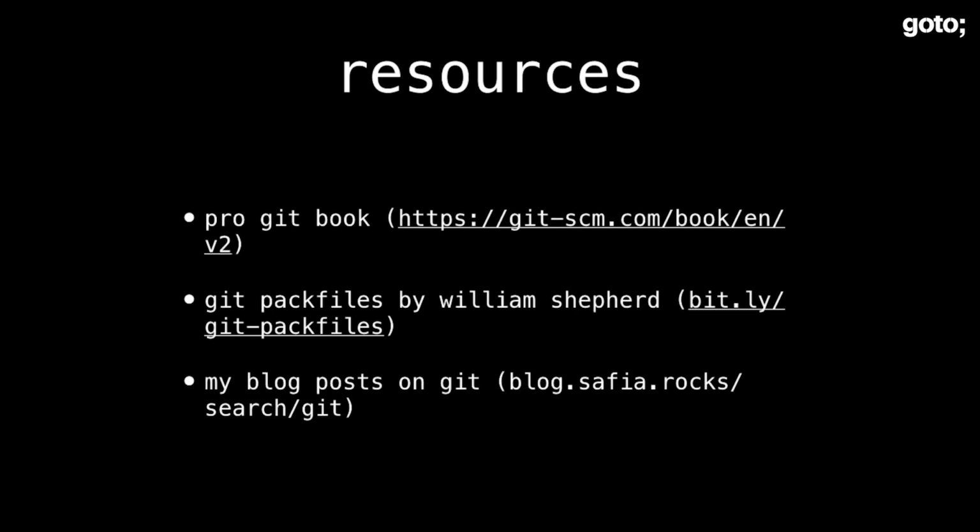If this talk has got you fired up, there's plenty more resources for you. The Pro Git book is freely available online and a great way to get started with Git. It provides tons of technical details and is best consumed in bite-sized portions. The second presentation on Git pack files by William Shepard is a great way to learn more about pack files and how they're created. And finally, you can check out a collection of deep dives into the Git code base that I've written on my blog.